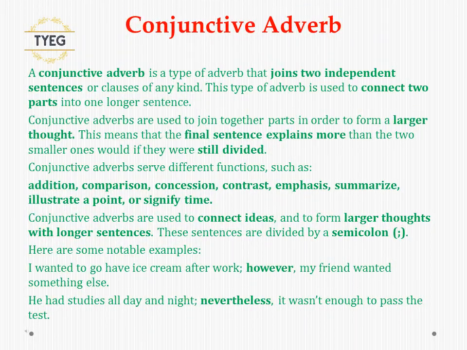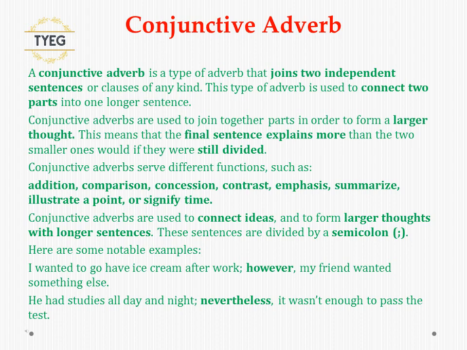Conjunctive adverb. A conjunctive adverb is a type of adverb that joins two independent sentences or clauses of any kind. This type of adverb is used to connect two parts into one longer sentence. Conjunctive adverbs are used to join together parts in order to form a larger thought. This means that the final sentence explains more than the two smaller ones would if they were still divided. Conjunctive adverbs serve different functions, such as addition, comparison, concession, contrast, emphasis, summarize, illustrate a point, or signify time.